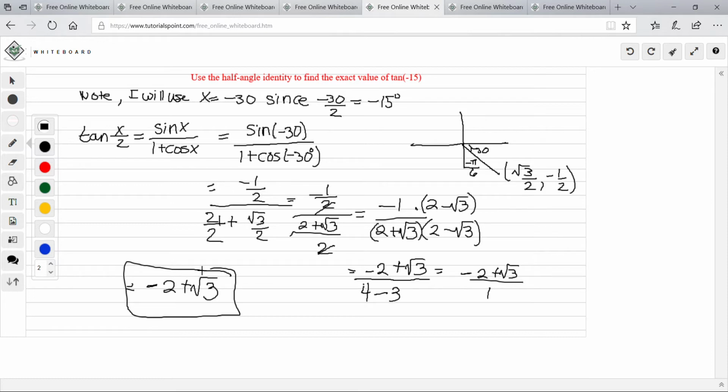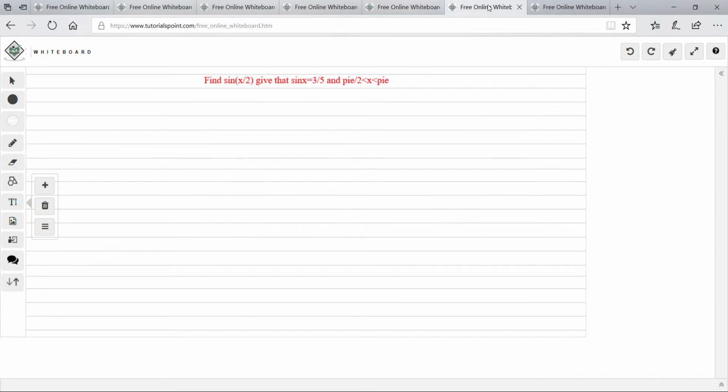Number 5, example 5. Find sine, that's not x, it should be alpha. Find sine of alpha over 2 given that sine alpha equals 3/5 and alpha is greater than pi halves and less than pi.